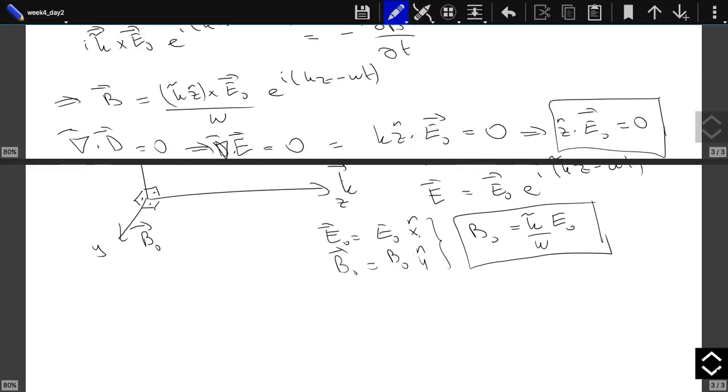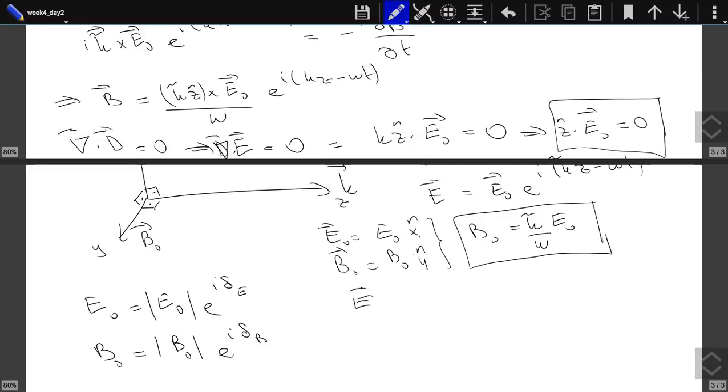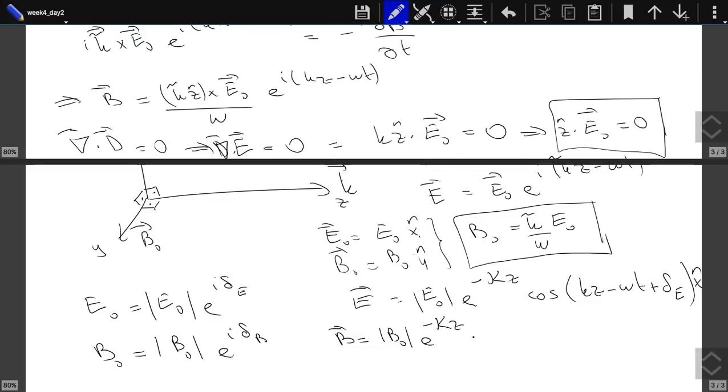Now let me write it more concretely. Let's say E0 is equal to the E0 magnitude times e to the power i delta E. B0 will be B0 times e to the power i delta B. You see, the electric field, if you just take the real part of our expressions, is E0 e to the power minus kappa z cosine(kz minus omega t plus delta E) in the x direction. The magnetic field of this wave is B0 e to the power minus kappa z cosine(kz minus omega t plus delta B).